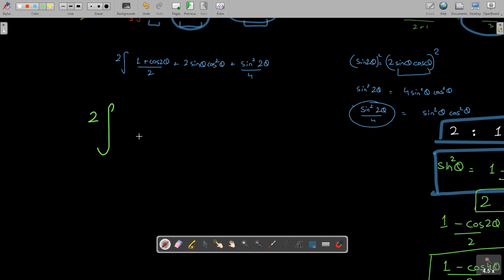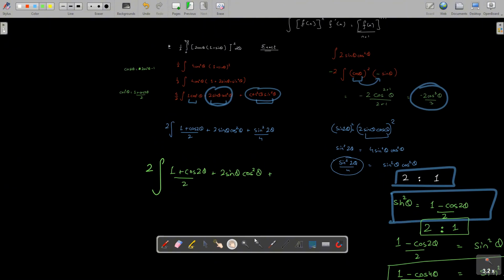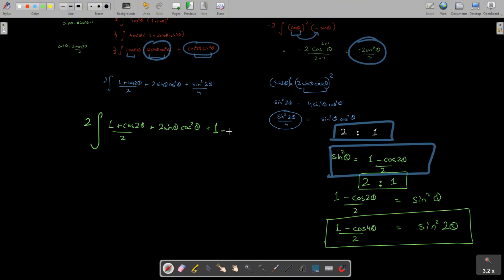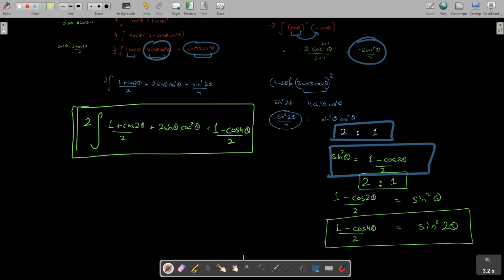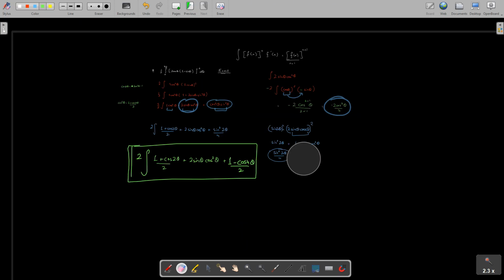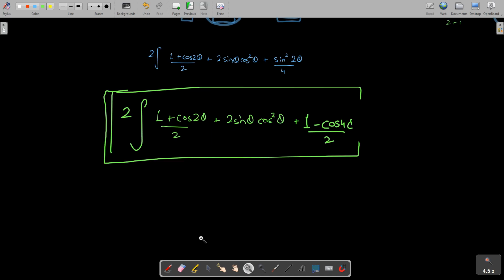Now I will just write this like this: 1 plus cos 2 theta divided by 2 plus 2 sine theta cos squared theta plus sine squared 2 theta divided by 4. Now I'll substitute over here. I will write this as 1 minus cos 4 theta divided by 2. Okay, now this is our integral, and now it's really easy to solve. Let's erase all of this and solve our integral, because it's really easy to compute from now.